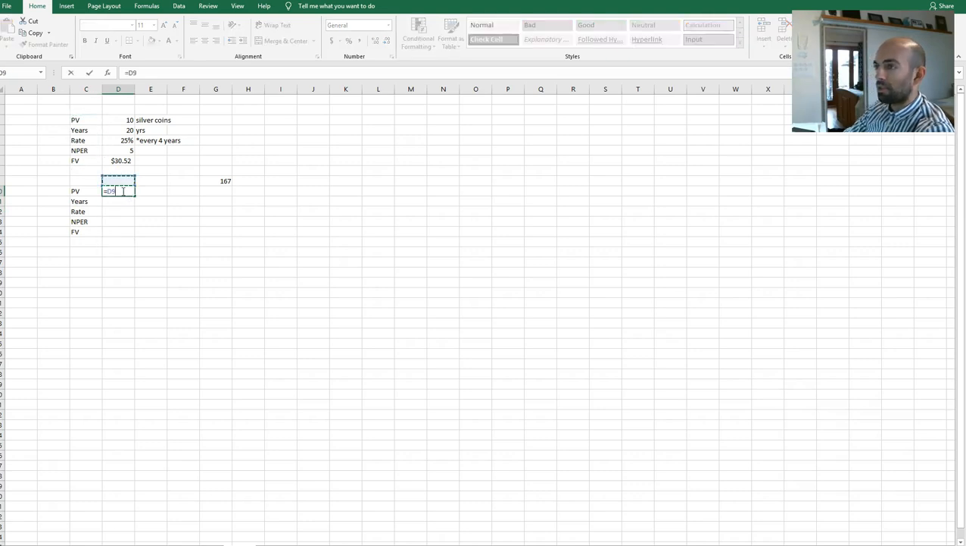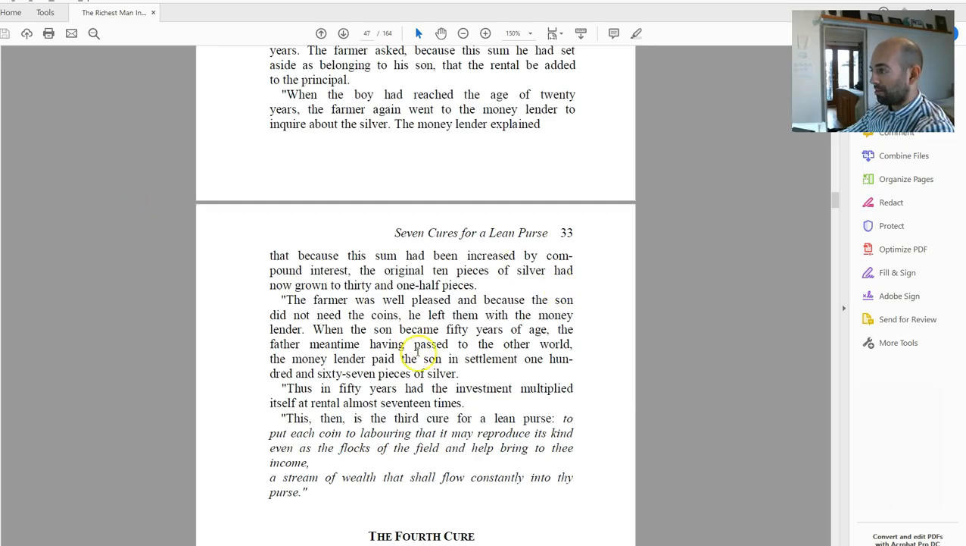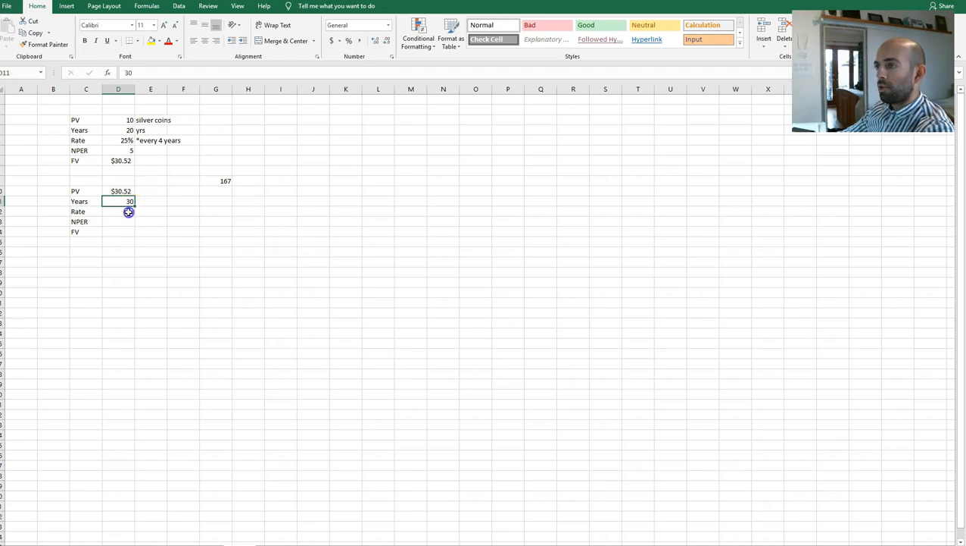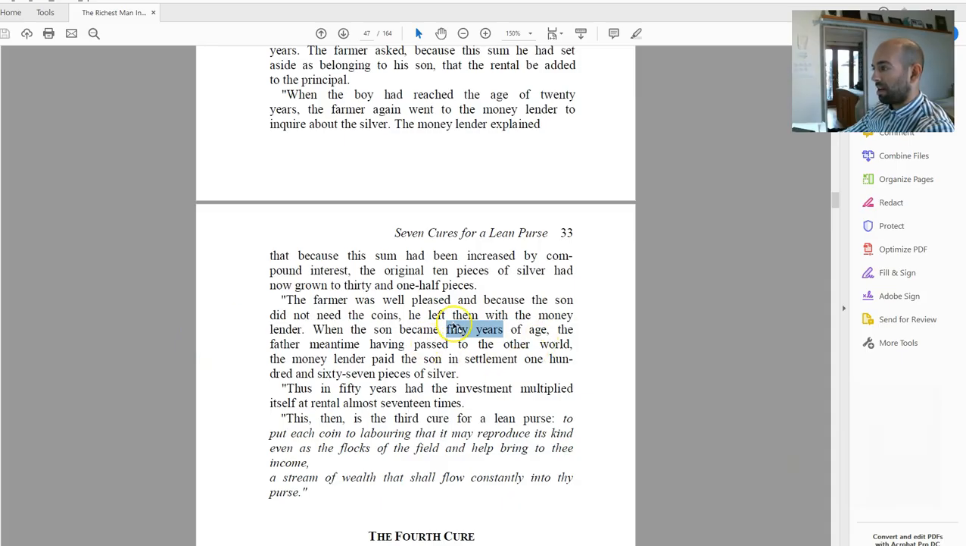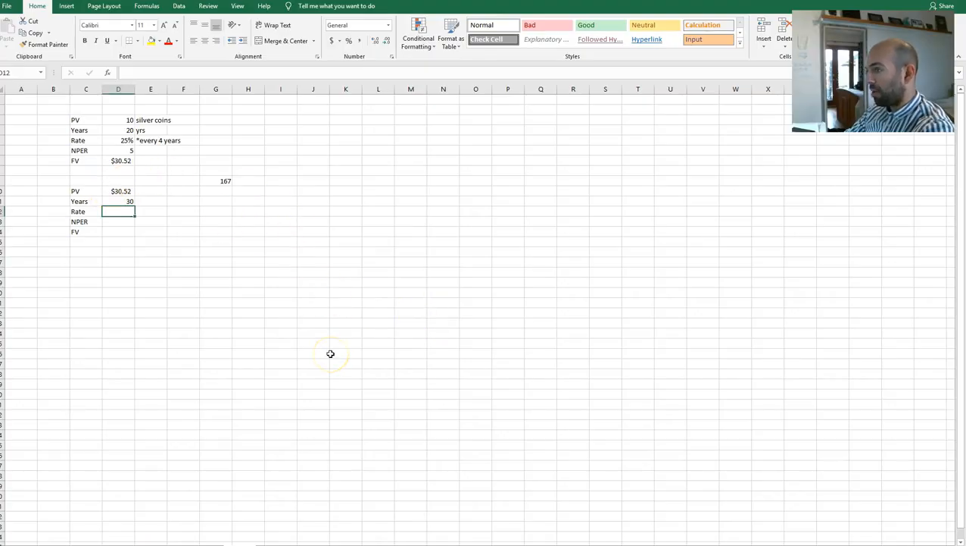So what's the present value? Well, it's simply this number, because we're going to have another 30 years. Because he was 20 at this age, now he's 50, so 30 more years have elapsed, right? 50 years of age. And the rate at which it was compounding was 25%, the same format. So the rate and the number of periods is going to be different, right? Because now it's 30 years divided by 4, 7.5 times it compounded over that period.